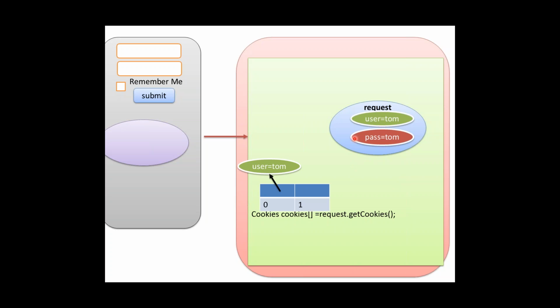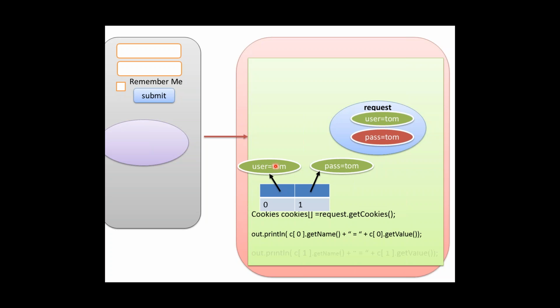So 0 and then 1. The first cookie will refer to user is equal to Tom, and the second is pass is equal to Tom. And if I want to retrieve, that is obviously cookies of 0 dot get name will give you user, and C of 0 dot get value will give you Tom.